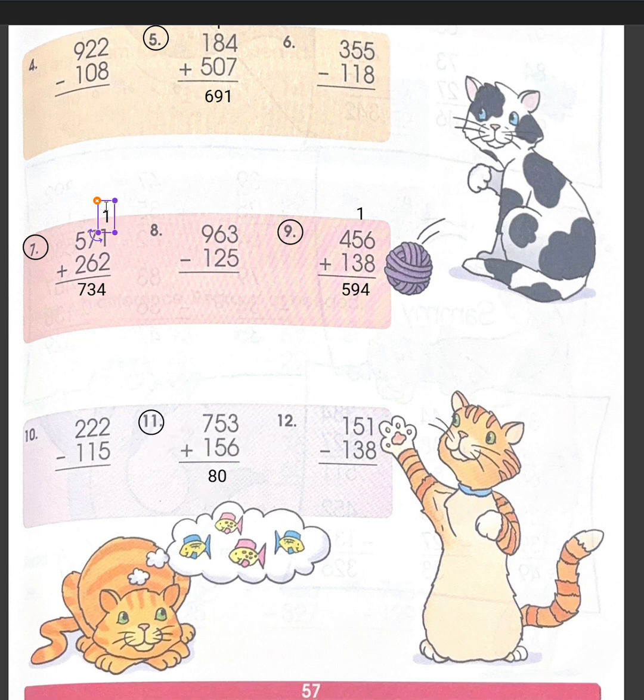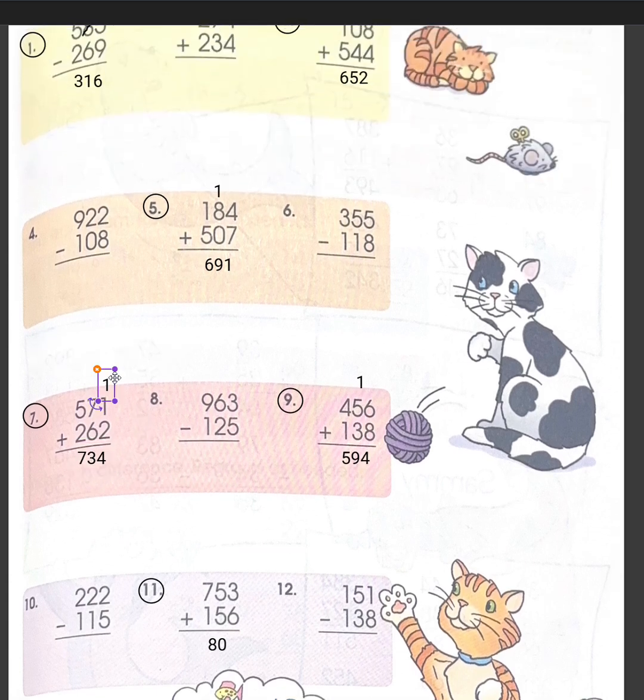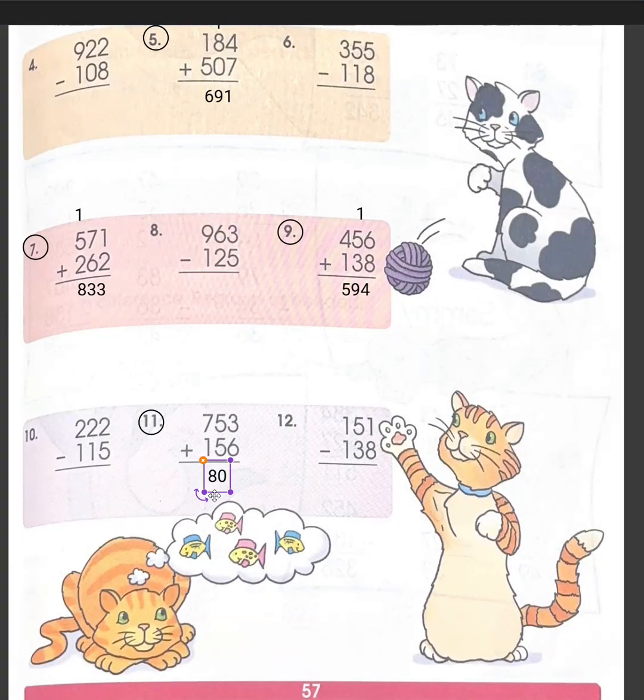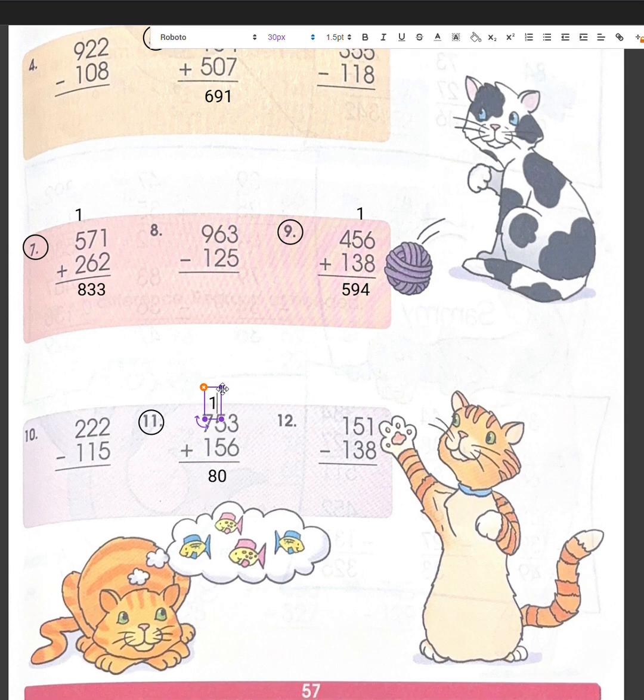Oh, wait, no, I mean for number 7, I made a mistake. I actually carried the 1 to here, so instead of becoming 734, it becomes 833. So here, actually, we're going to have to carry this 1 here to the front. So now it becomes 1 plus 8, which becomes 9. And then now we have 3 plus 6, which becomes 9.